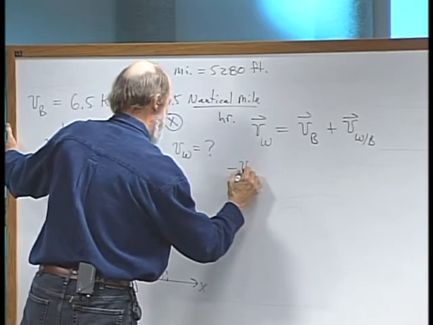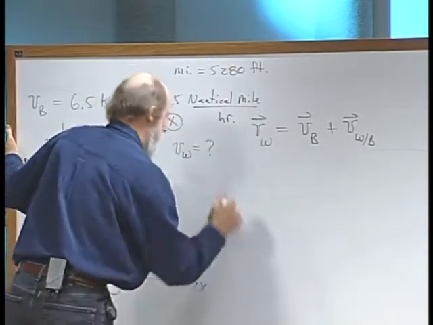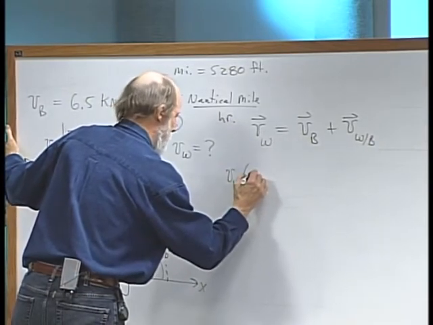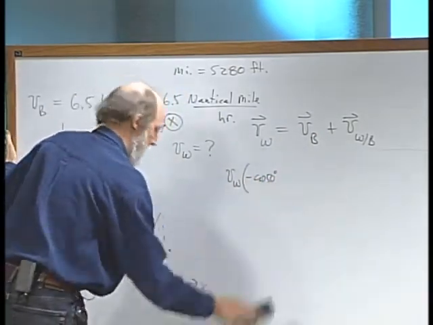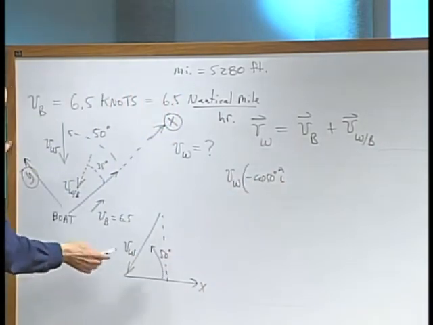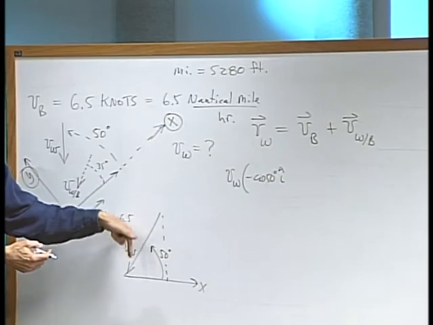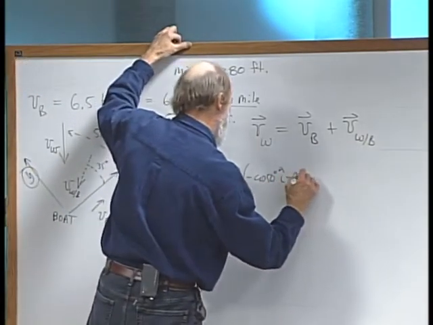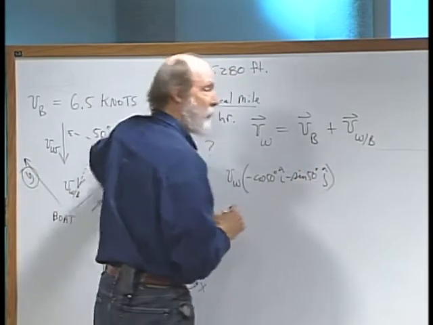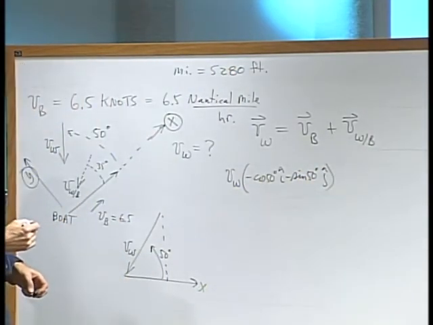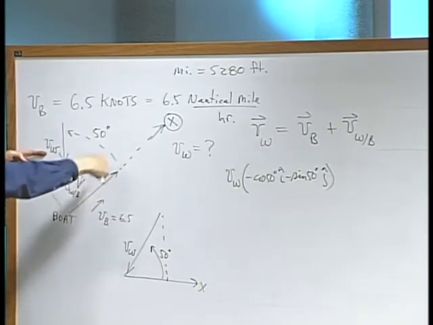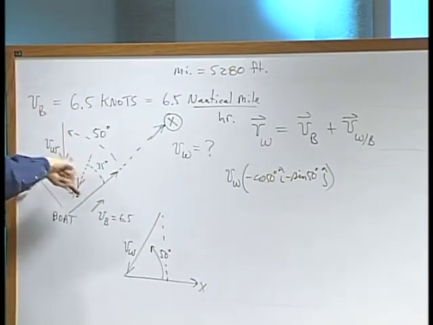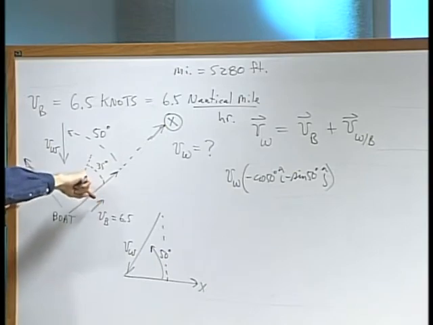Negative VW. And actually what I'm going to do is make a unit vector because I don't know the wind velocity. So my unit vector is going to be negative cosine 50 degrees i hat. And then the y component is downward, so that's going to be a negative sine 50 j hat. Everybody comfortable? Look at it here in the original. You can see this velocity of the wind has a negative x component and a negative y component. Negative x, negative y.